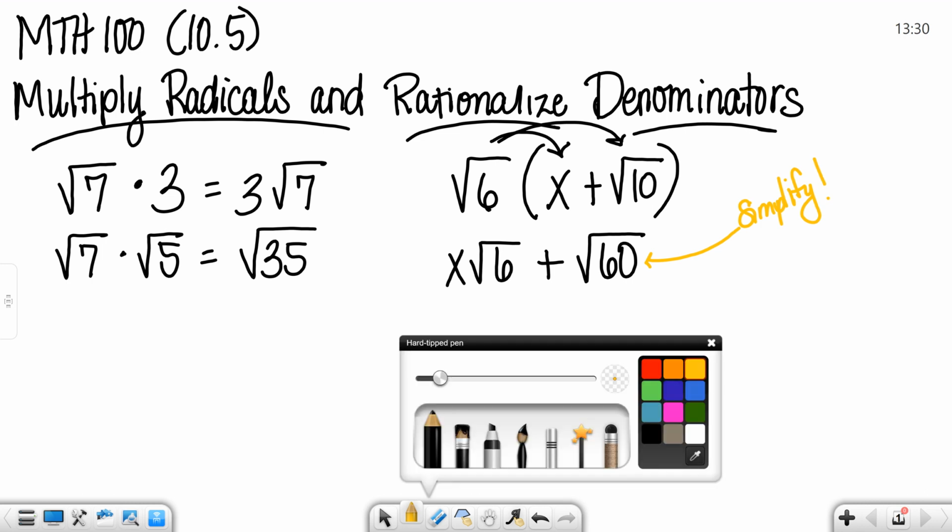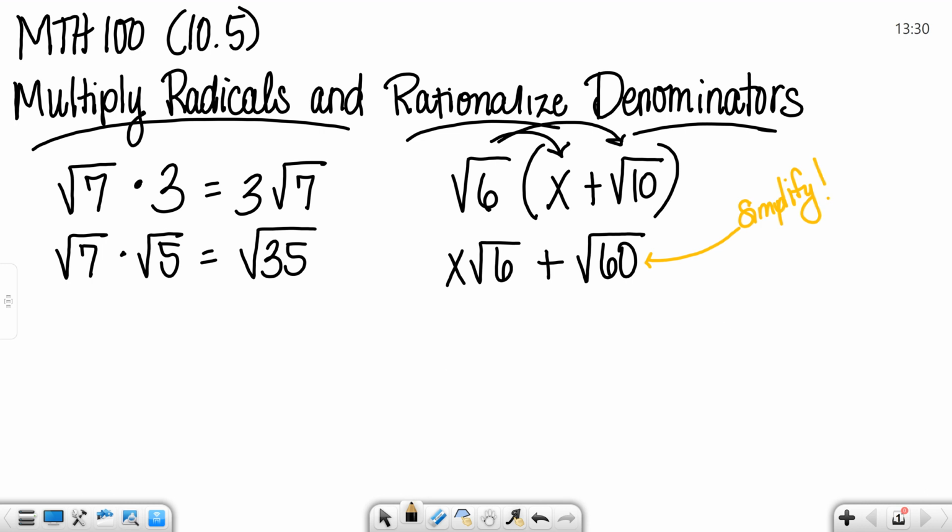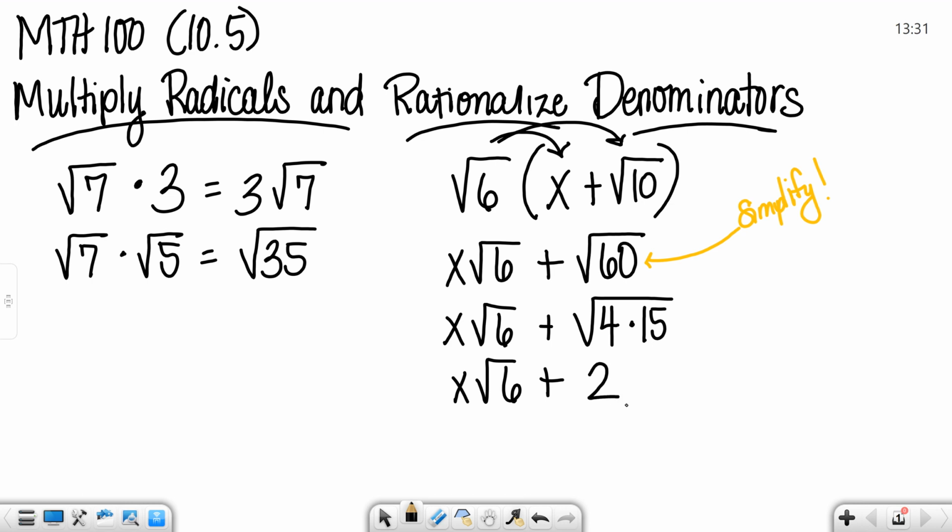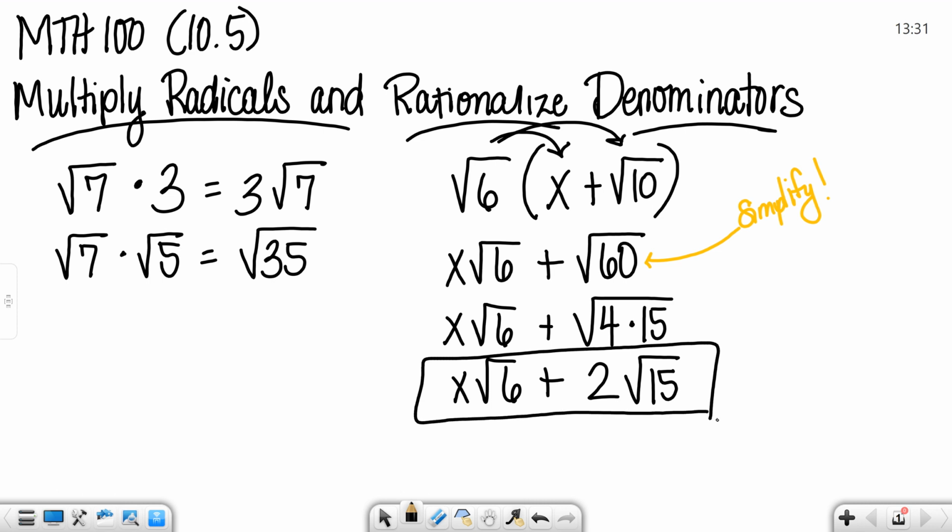We're still not done yet because that square root of 60, you need to simplify. Anytime we're leaving answers that are in radical form, you need to make sure they are simplified. Just like fractions have to be simplified, so do radicals. This x on the square root of 6, can't do anything to simplify that. But I can simplify 60. I know that 60 is 4 times 15. So the square root of 4 is 2, and the 15 stays inside. So that would be my answer there.